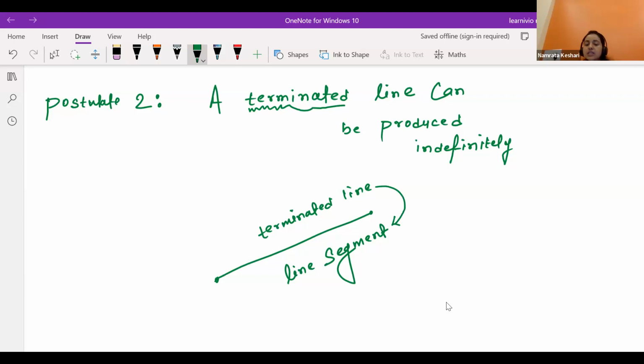Now the statement says that a terminated line can be produced indefinitely. Whenever it appears in mathematics, produce means extended. Produce indefinitely means from any side we can extend it till infinity, maybe from the left, maybe from the right, maybe from both sides. That's why the terminology indefinitely is there.